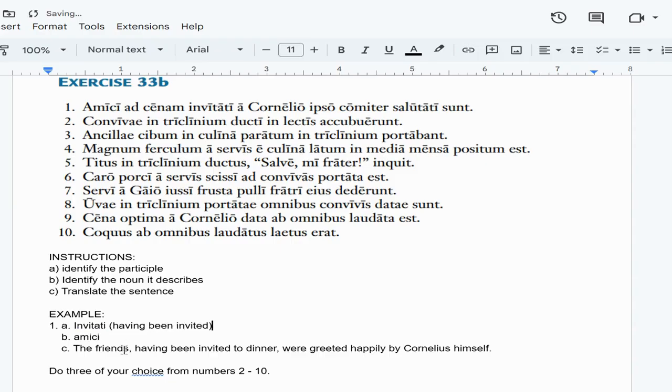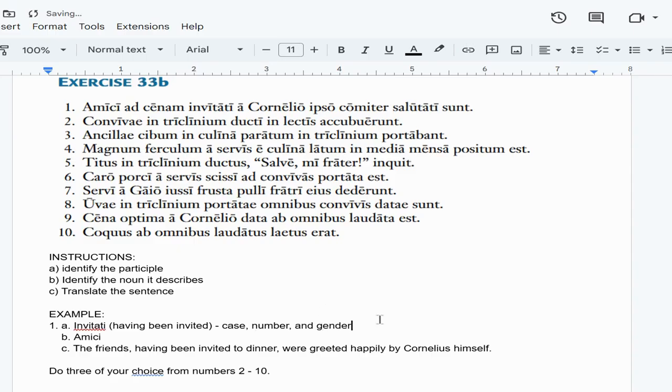Okay? Now, secondly, a participle has to describe a noun. That's its job. It's an adjective. Adjectives are only happy when they're describing a noun. So, I need to find a noun that matches invitati. And remember, adjectives match nouns when they're on the same row of the noun chart. Adjectives have to match nouns in case, number, and gender.